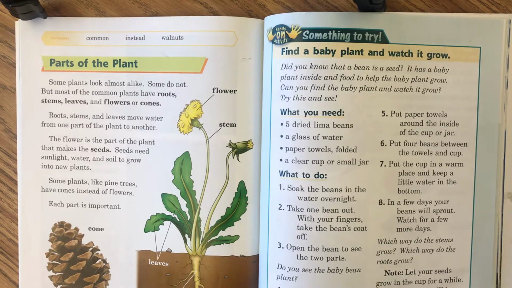So open up your science books to page 98. It's got a picture of a dandelion on it. Go ahead and open your books. And we're talking about parts of the plant today. We have 3 vocabulary words at the top.